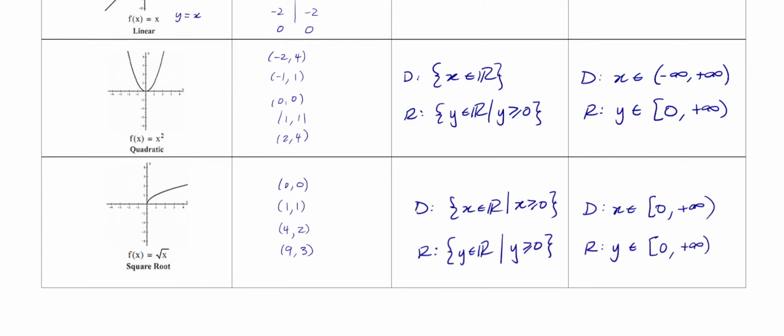Okay, and here you have it. The domain is x is an element of all real numbers, where x has to be greater than or equal to 0. And y is an element of all real numbers, where y is greater than or equal to 0. And then we have it also in interval notation.